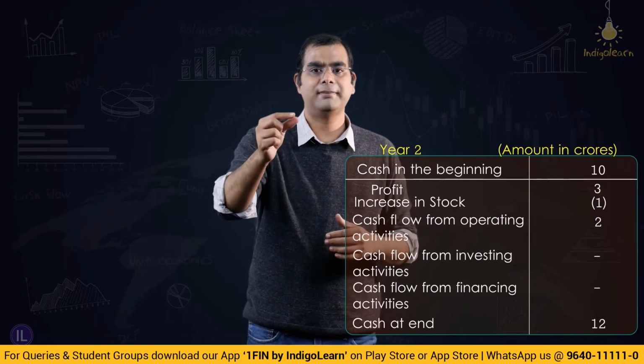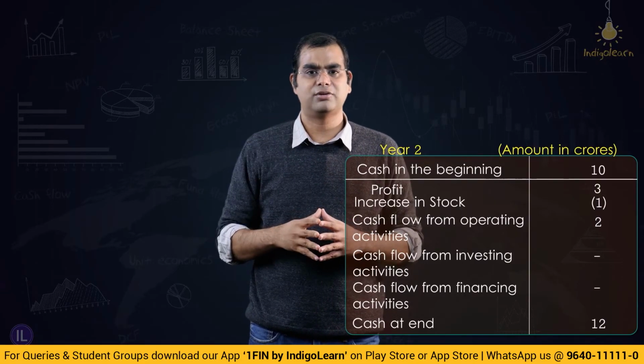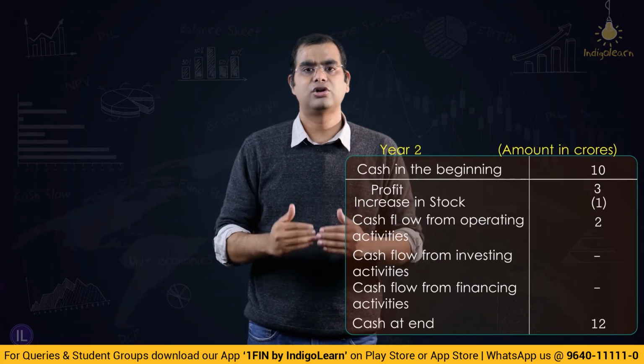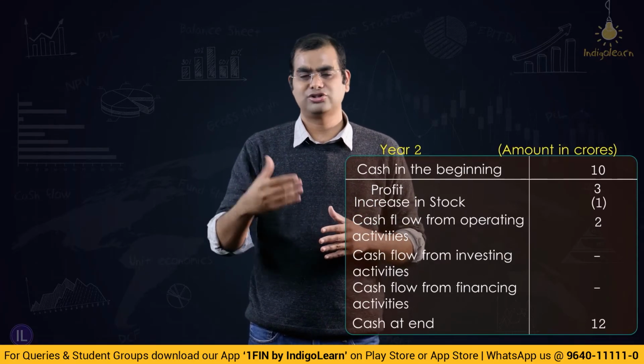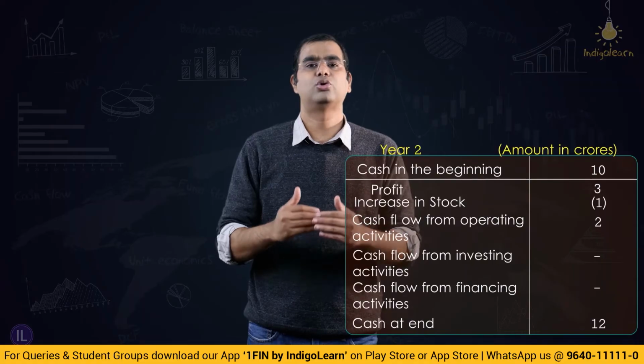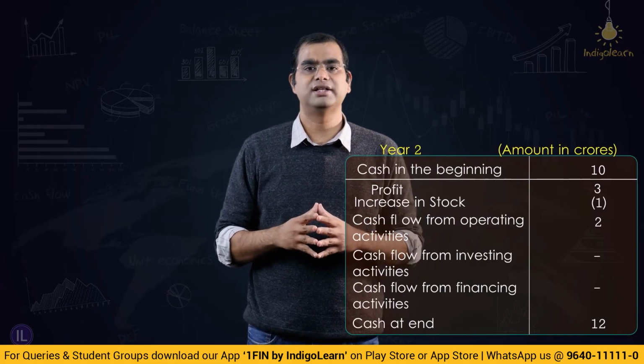Right? So 10 opening balance plus 2 of cash generated from operations, or operating cash flow, gives the closing total. There is no financing activity, there is no investing activity, so your total closing cash balance for the year is 12. Right? Now what is the other way to look at this?